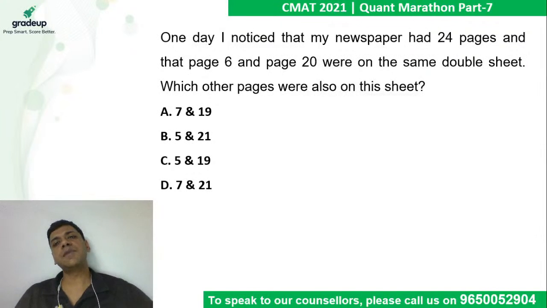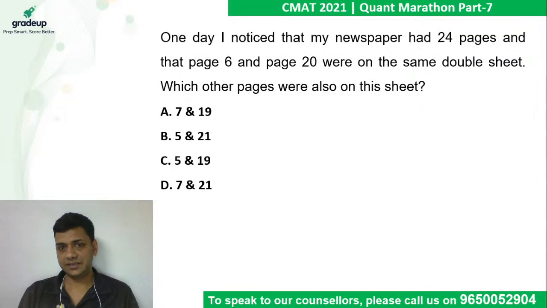Okay, one day I noticed that my newspaper had 24 pages. Page number 6 and 20 were on the same double sheet. Which other pages were also on the same sheet? Yeah, guys. Aniket, Simran, Nagraj, Vikas. What's the answer for this question?